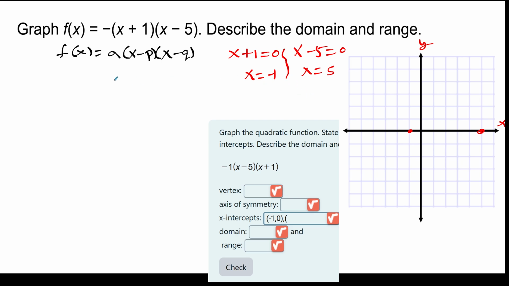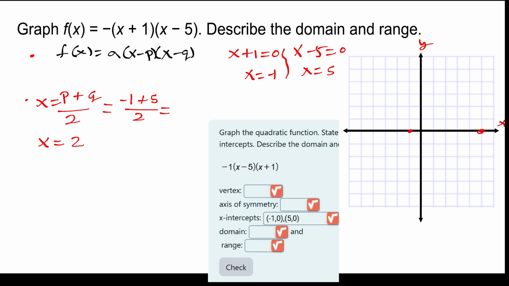Now what we have to do is find that axis of symmetry. So let's go ahead and find the axis of symmetry. We have to take the average of p and q. So x is equal to p plus q divided by 2. That would be their average. So x is equal to p, which is -1, plus q, that's 5, divided by 2. We have that the axis of symmetry is at x equals 2.